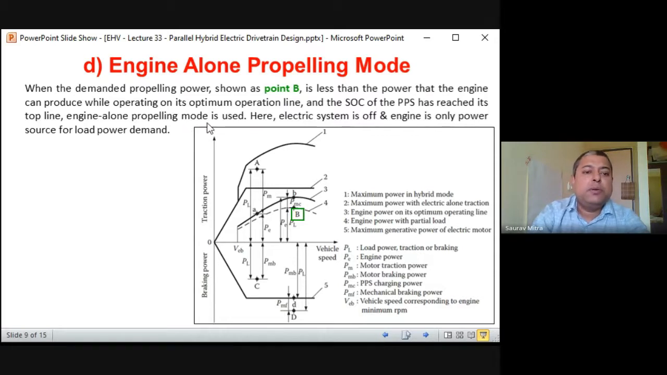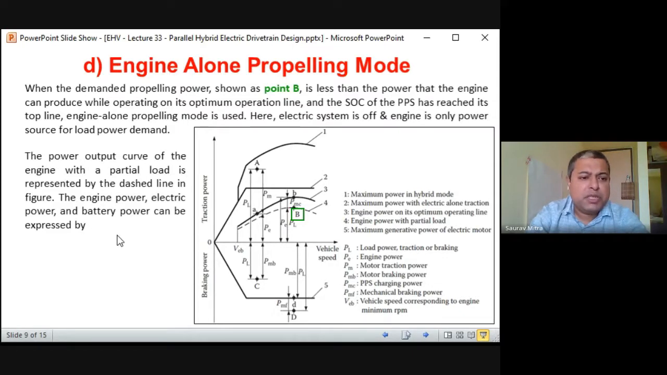Then the engine alone propelling mode is used. Here, the electric system is off. That means the PPS system is off and the motor is off. The engine is the only power source for the load demand. The power output curve of the engine with a partial load is represented by the dashed line, so this B line. Engine power, electric power, and battery power can be expressed as P is equal to PL. Whatever the engine power is, it is equal to the load power, and PM or PPS power is equal to 0, because the PPS is fully charged.